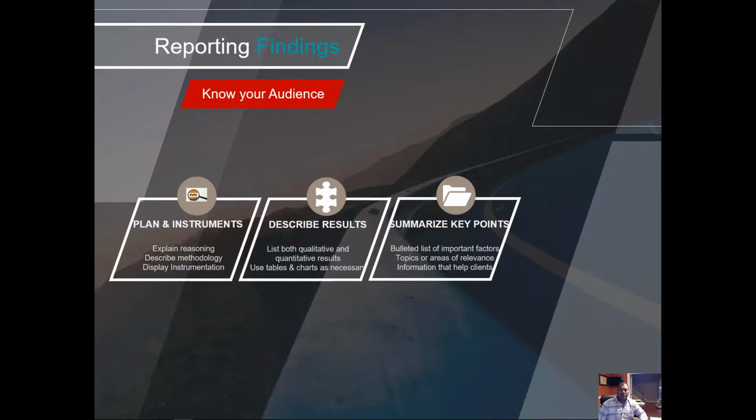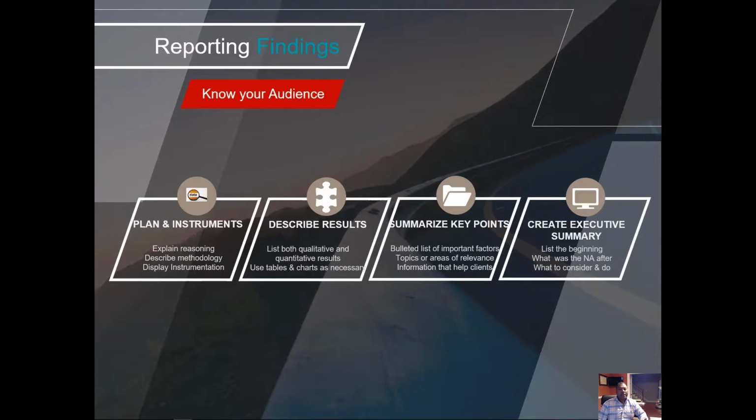You can use bulleted lists for the important factors, but you also need to talk about the topics or areas of relevance, and then the information that may help the client. You can do that in the form of narrative as a regular paragraph, but one of my pieces of advice: introduce the section in a narrative format, meaning a paragraph, but then dive into bullet points, get into lists, or at least into sections. That way, it's a lot easier for the reader to follow through your narrative of this summarizing points. Once you have done that, then you can move to creating an executive summary.